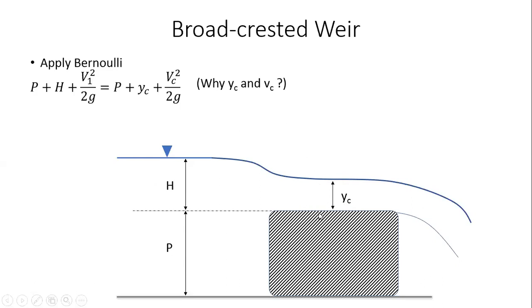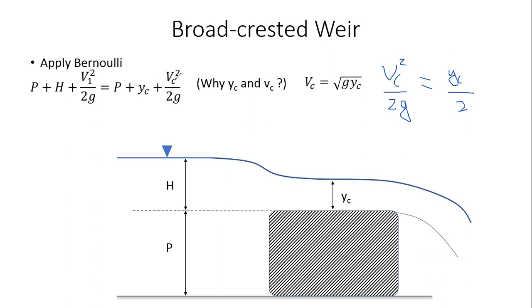Now, if I assume that the channel is a wide rectangular channel, then I can simply approximate VC equal to under root GYC, because the Froude number equals 1 when the flow is critical, right? So VC equal to under root GYC. If I substitute that over here, what do you get? VC square by 2G will become YC by 2, right? So let me write that. VC square by 2G will be equal to YC by 2. So you can replace this VC square by 2G with YC by 2.